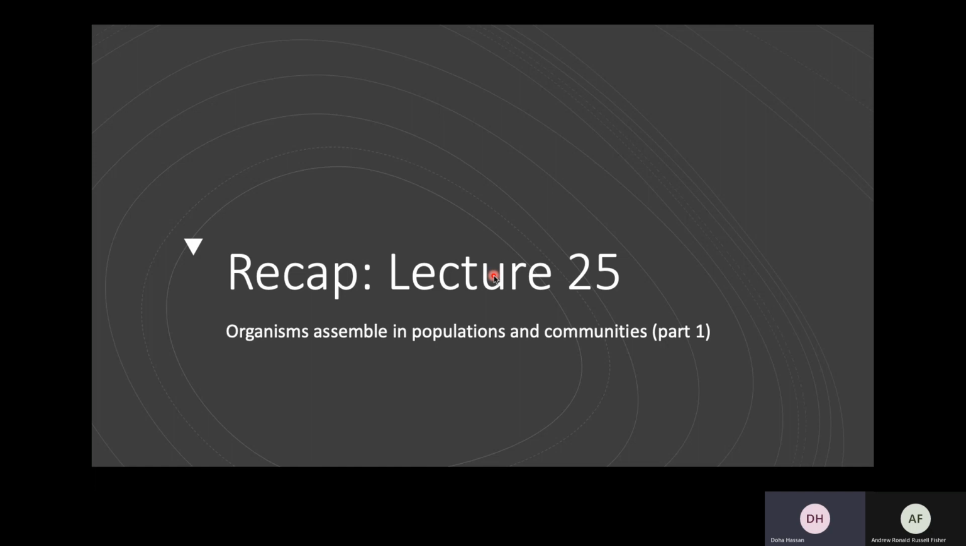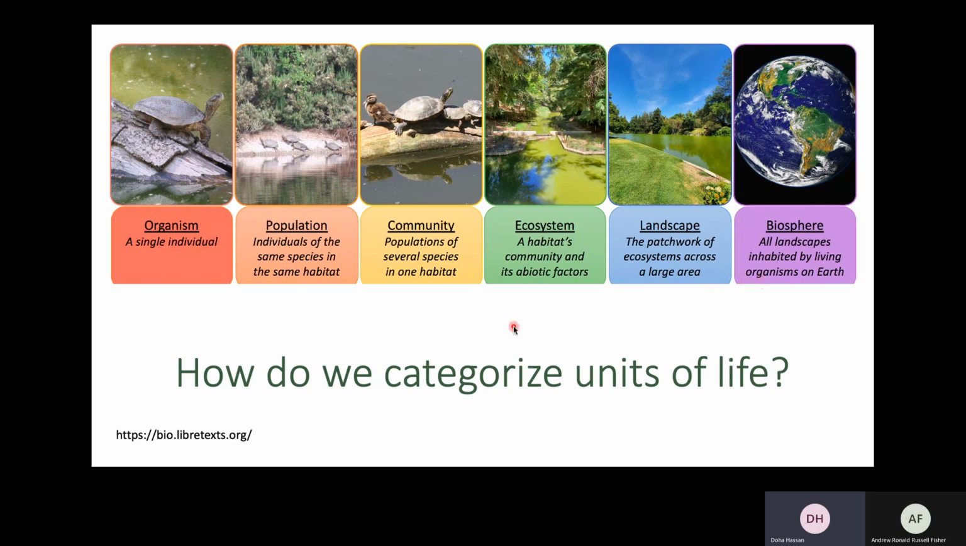So let's start with lecture 25. This one was called Organisms Assemble in Populations and Communities, and this was part one because lecture 26 is part two of that. A good place to start would be to figure out how we categorize units of life. If you were to zoom in on the earth on a really small scale, and then zoom out, with every frame that you see there's a different way to name the life forms that you're looking at.